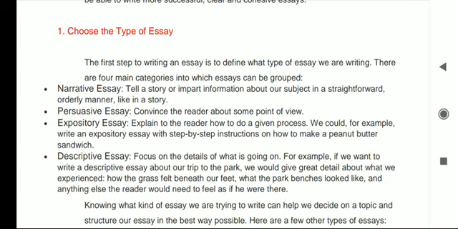Descriptive essay. Focus on the details of what is going on. For example, if we want to write a descriptive essay about our trip to the park, we should give a great deal of detail about what we experienced, how the grass felt beneath our feet, what the park benches looked like, and anything else the reader would need to feel as if he were there.